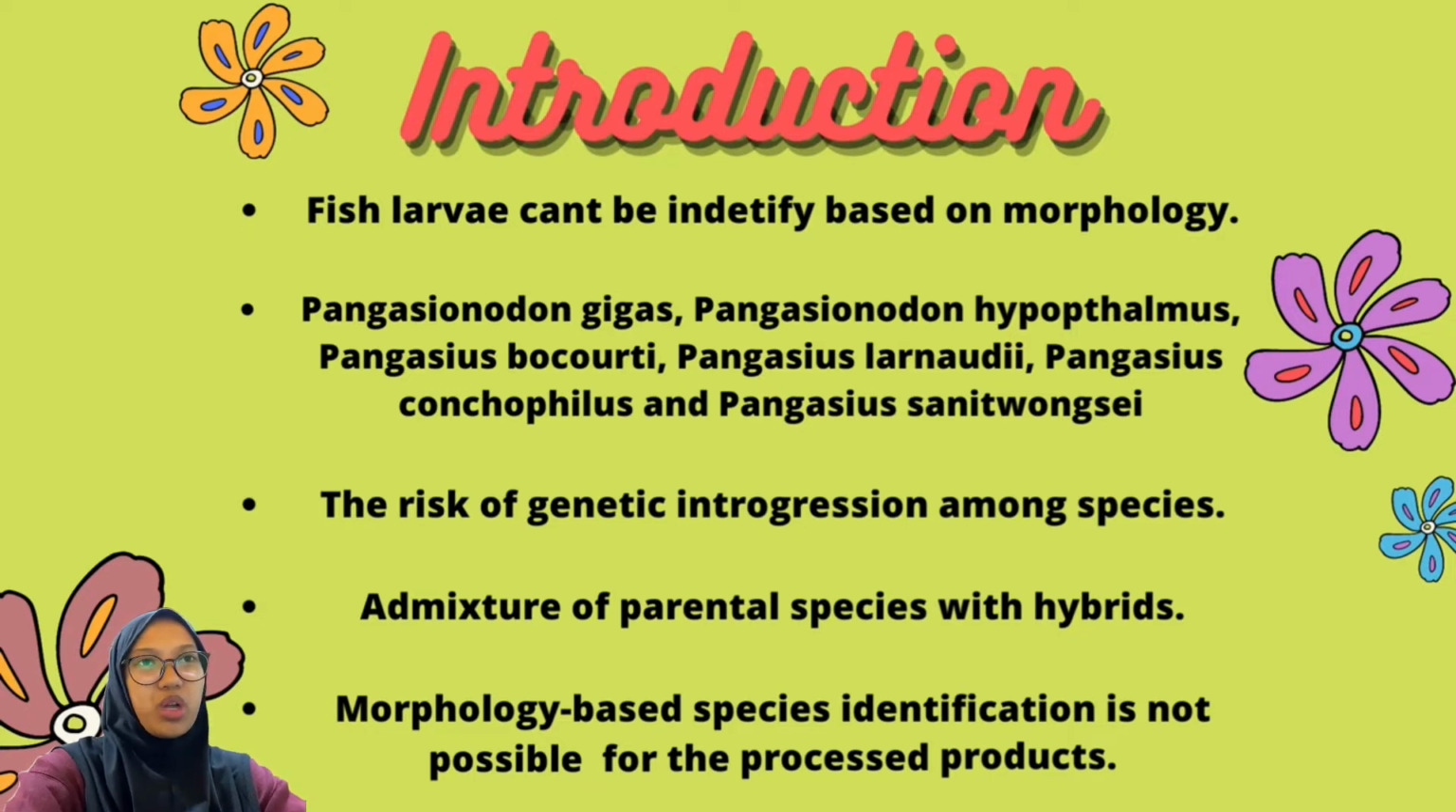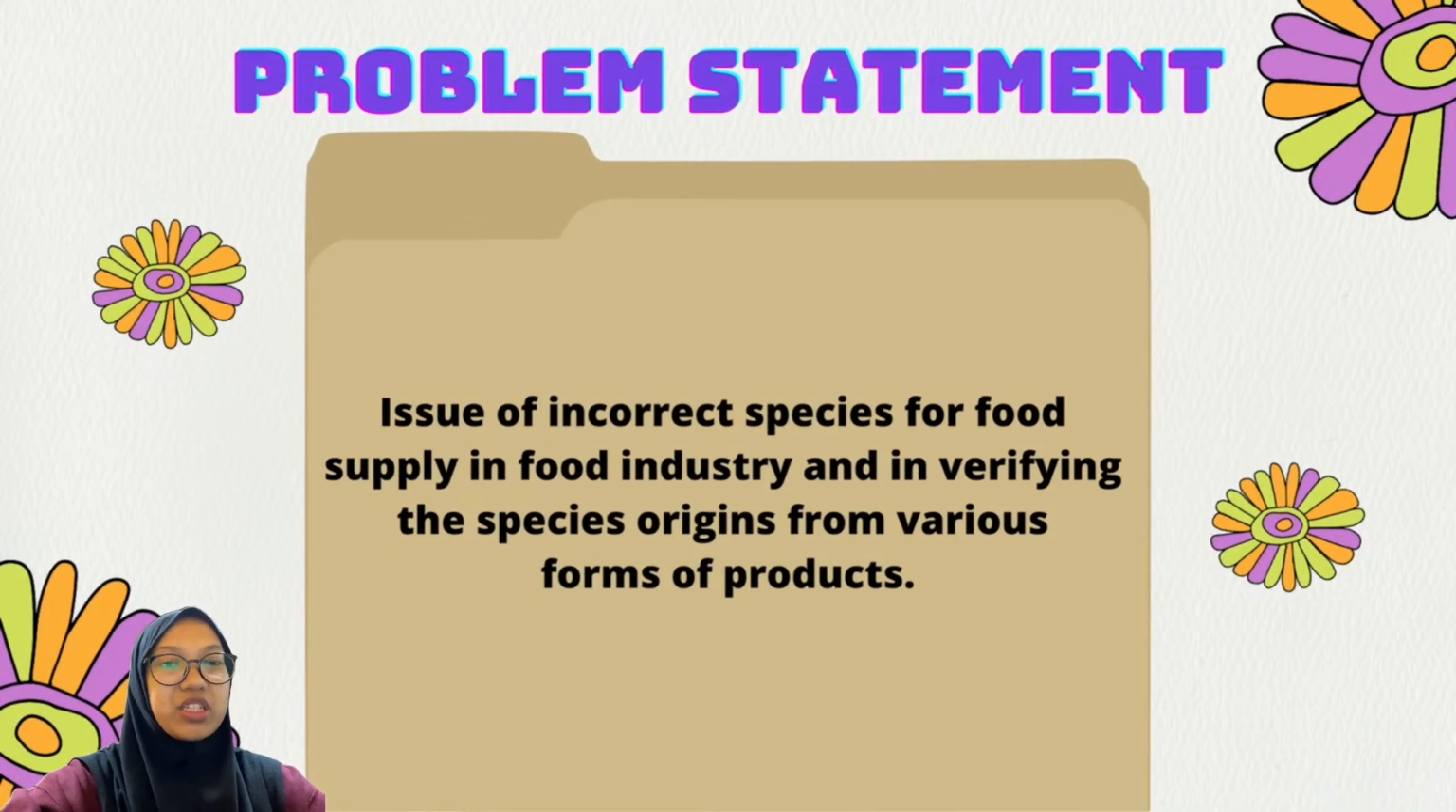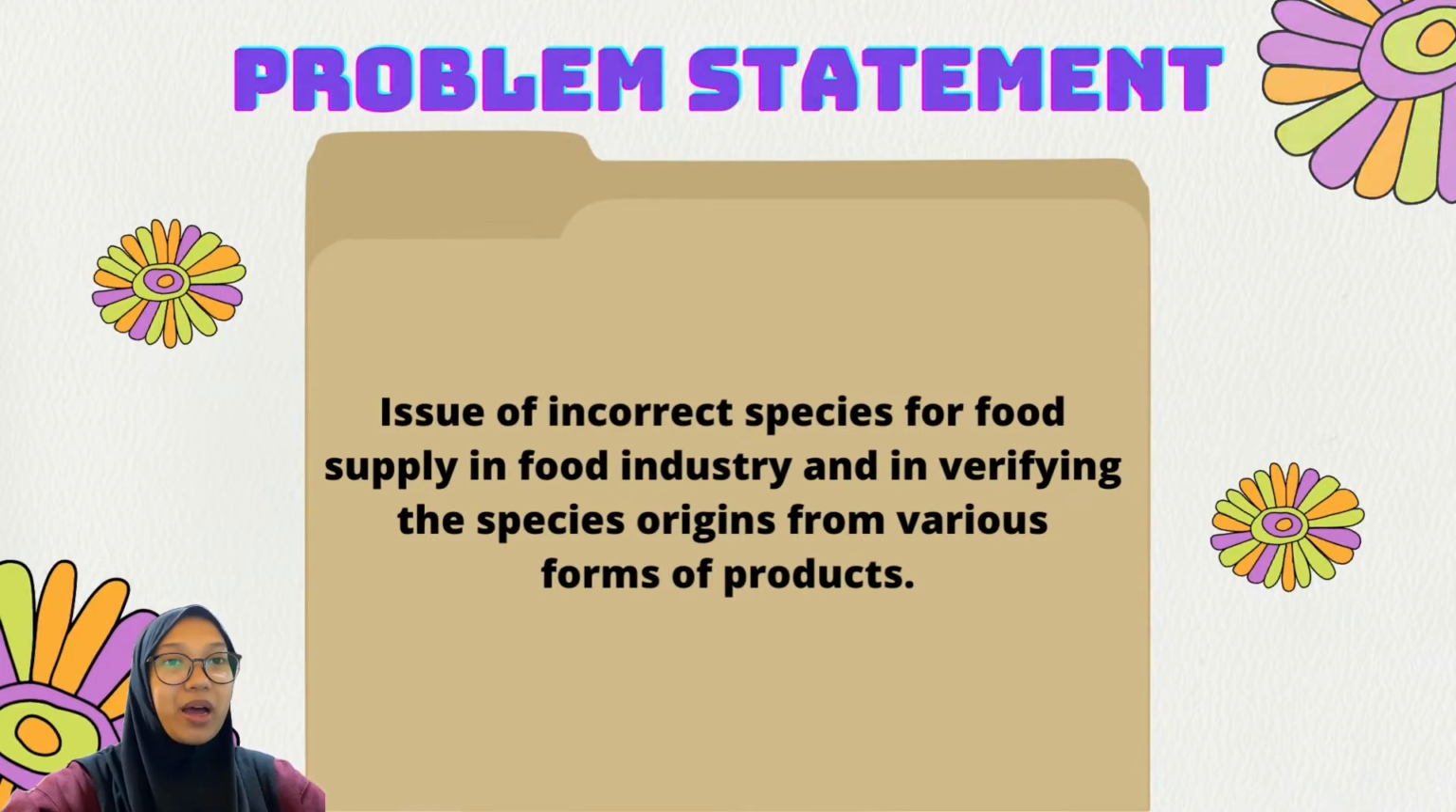Moreover, the hybrids could not be unambiguously differentiated based solely on morphological characters, and this may lead to an admixture of parental species with hybrids, leading to the genetic contamination of broodstock. Furthermore, morphology-based species identification is not possible when the processed product of such fish are examined. So, the problem statement from this research study is the issue of incorrect species for food supply in the food industry and in verifying the species origins from various forms of product.